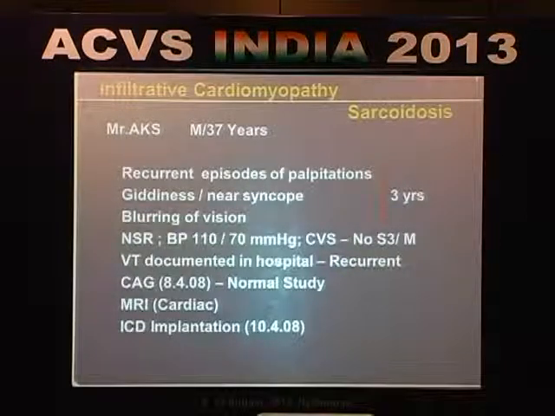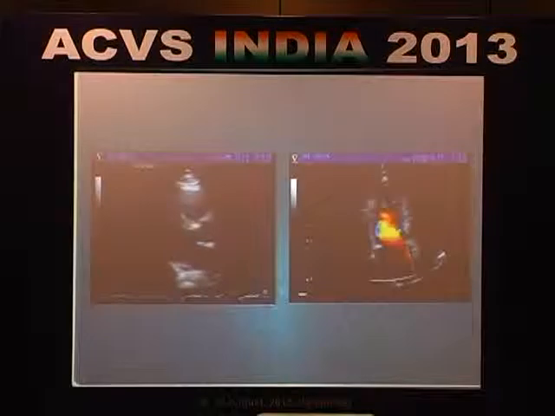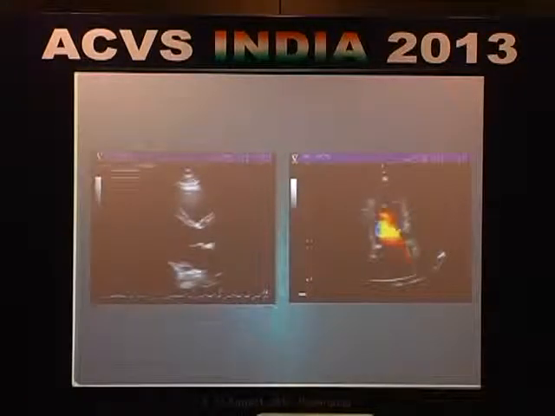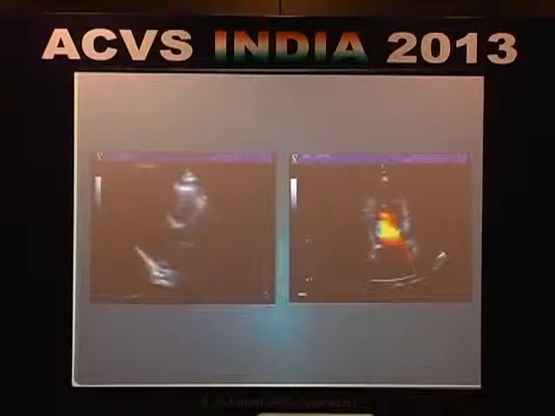Then our staff cardiologist started suspecting maybe this is cardiac sarcoidosis. So we started investigating. We did an MRI. Then we subsequently found it to be cardiac sarcoidosis. We did a thoracoscopic mediastinal lymph node biopsy. Subsequently he had an ICD, a defibrillator, implanted in March 2008. So this is the same patient's echocardiogram, which you can see.